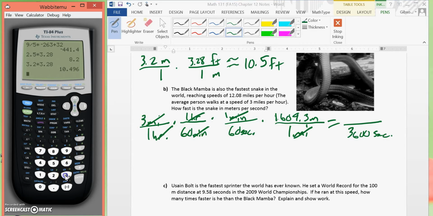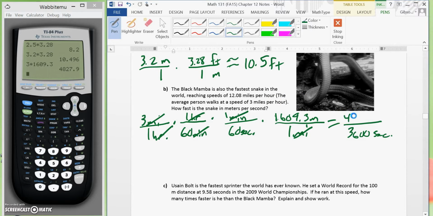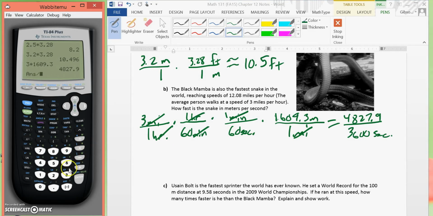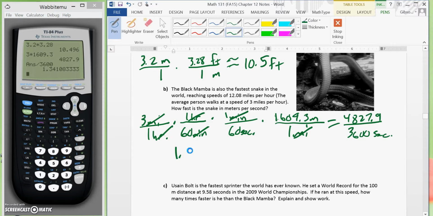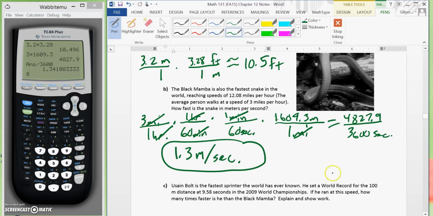Our numerator, we would take 3 times 1,609.3, and that would give us 4,827.9. We would divide that by 3,600. And that would give us 1.3. We'll round to 1 decimal place. It'll give us 1.3 meters per second. That is our final answer.